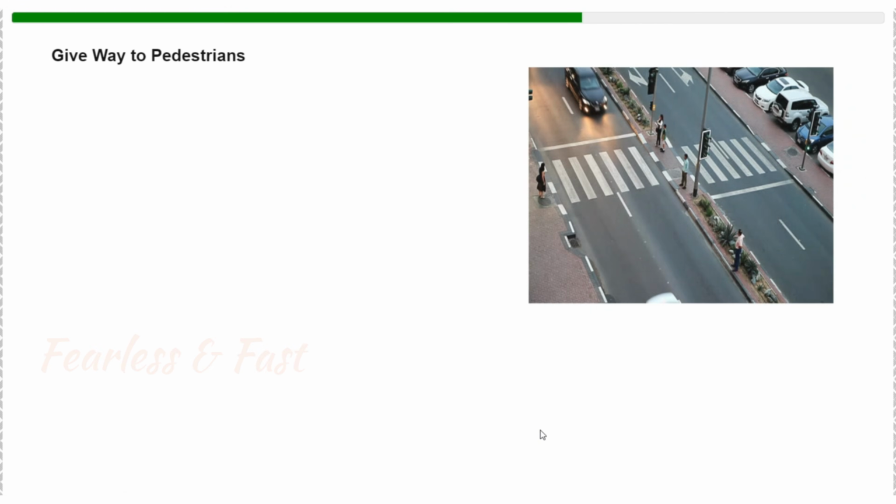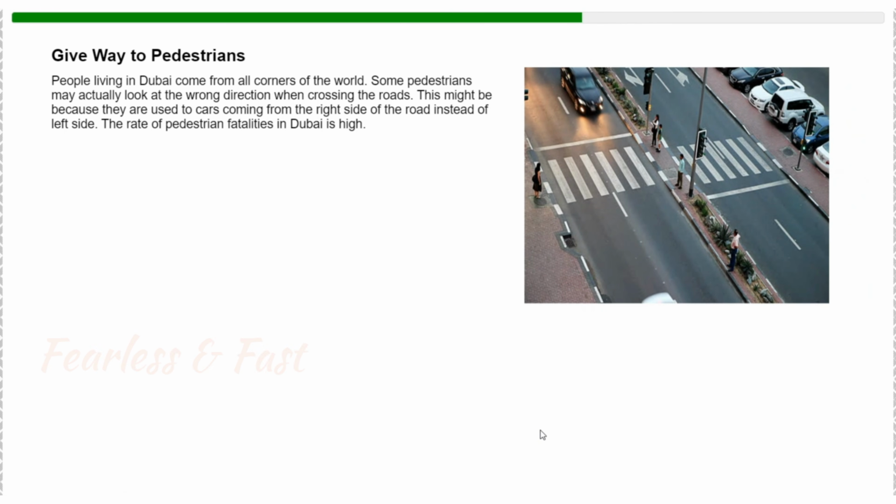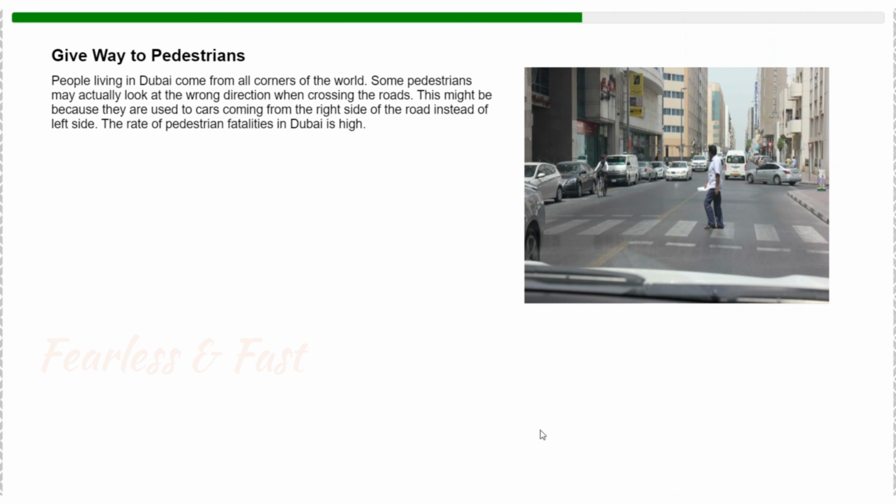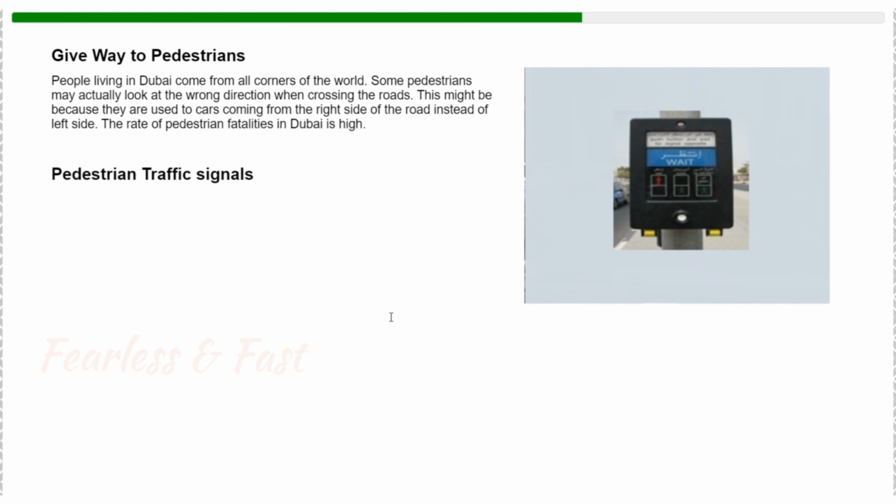Give way to pedestrians. People living in Dubai come from all corners of the world. Some pedestrians may actually look in the wrong direction when crossing the roads. This might be because they are used to cars coming from the right side of the road instead of the left side. The rate of pedestrian fatalities in Dubai is high.